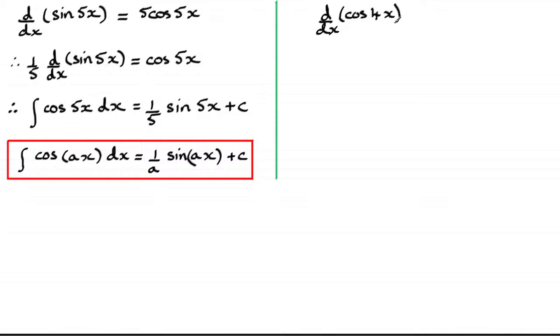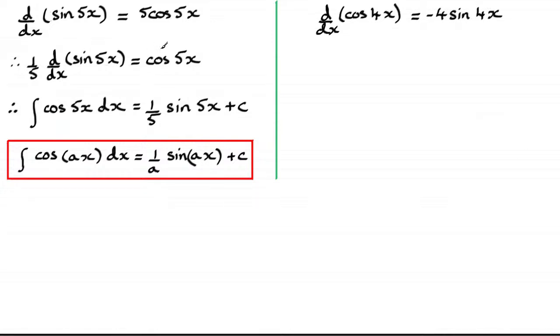Morning Nick. If you're just joining us, we're trying to get people to differentiate cosine 4x at the moment. I see one answer coming in from Erica. That's good. It is minus 4 sine 4x. So let's move this on a little bit quicker now. Yep, it is minus 4 sine 4x.